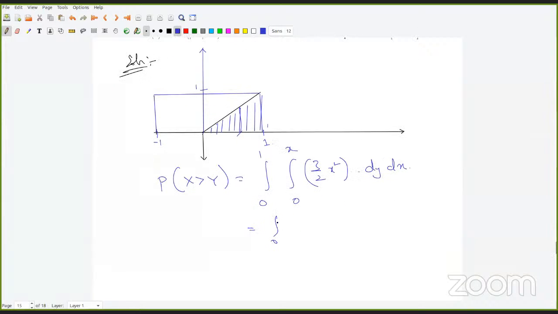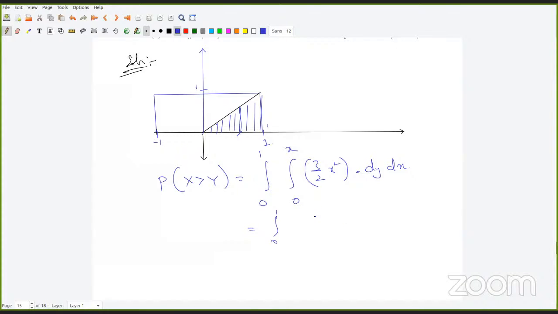Just tell me, what is the integral from 0 to x of 3 by 2 x square dy? One by 3 x cube, sir? X cube by 2.